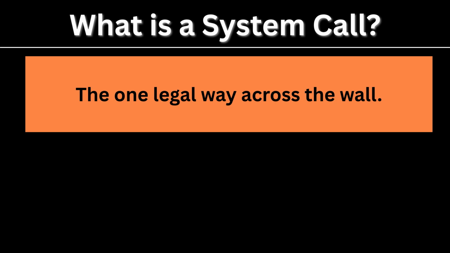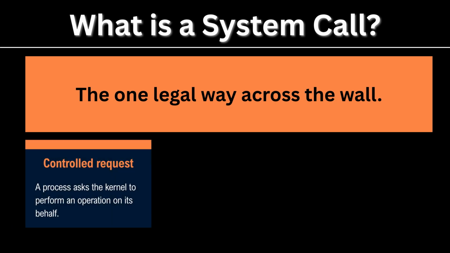User space code physically cannot execute the instructions that kernel space code can. So, how does your code ever get anything done? The answer is through a system call, the one legal, controlled path from user space into the kernel.